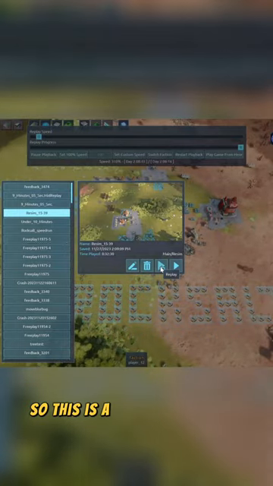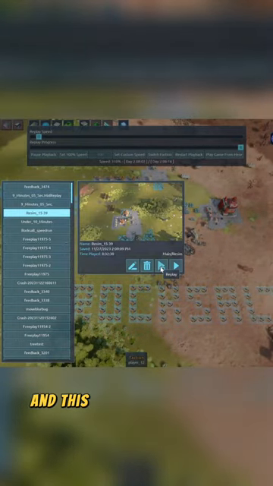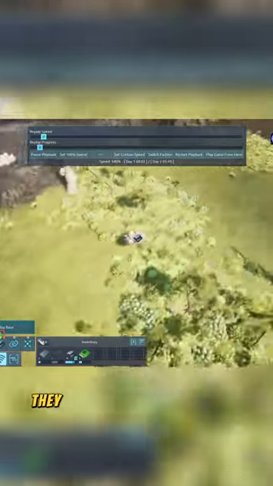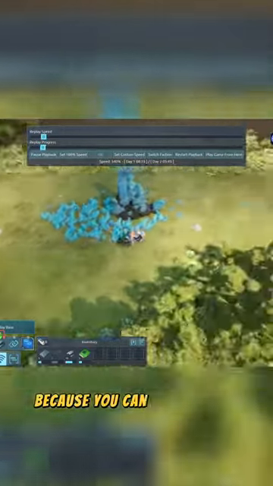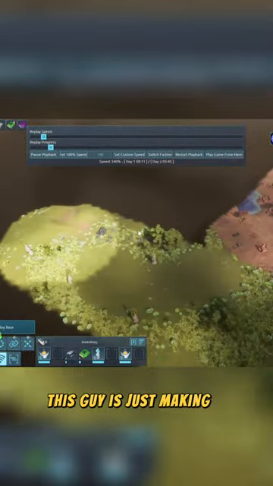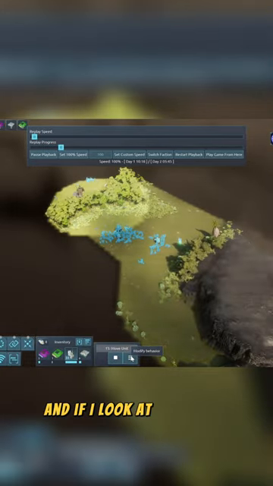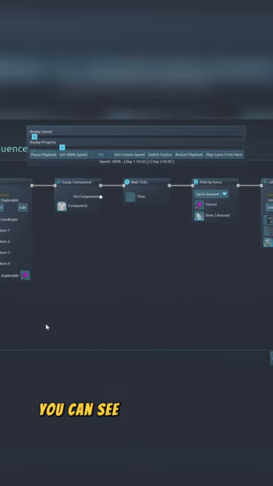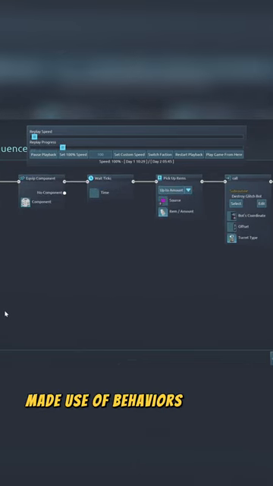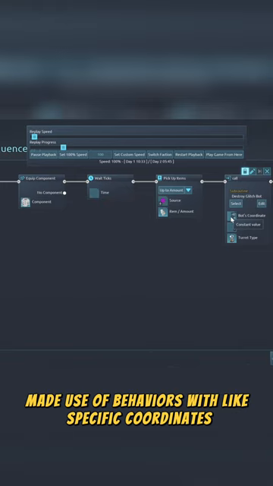So this is a single faction run, and this one was pretty damn cool. They know exactly where they're going, because you can see this guy here. This guy is just making a beeline straight up to something over here. And if I look at a behavior, you can see they've actually made use of behaviors with specific coordinates.